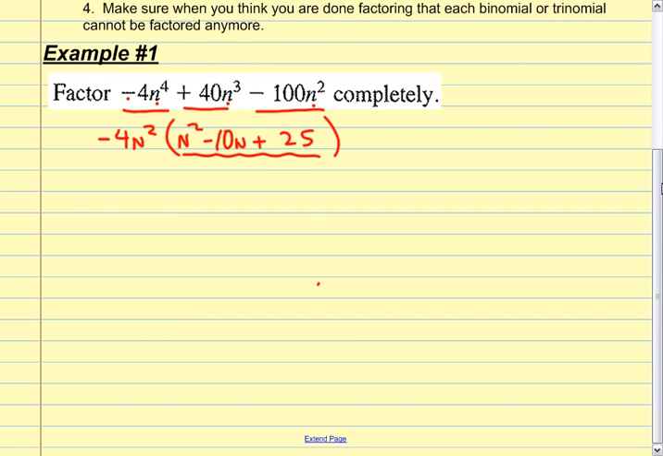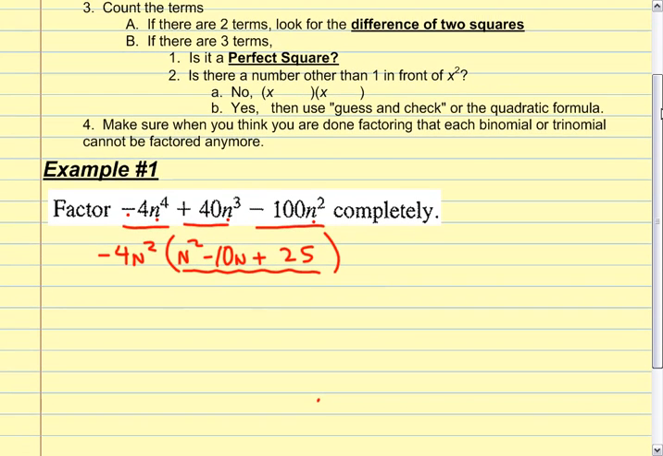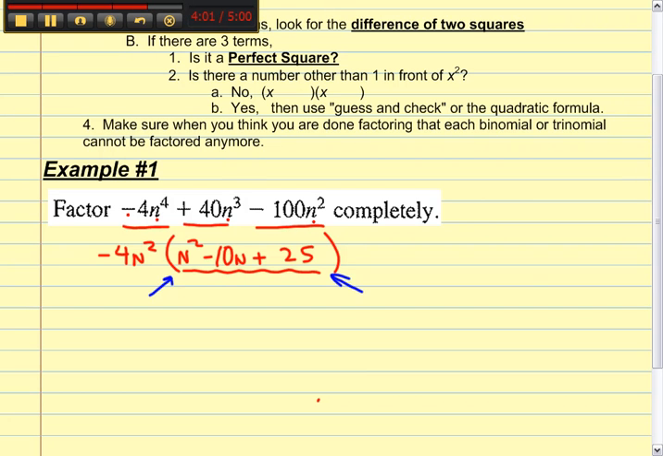The second step says count the terms. If there are 2 terms, well, there's not. There's 3 left in there. If there are 3 terms, is it a perfect square? Well, I don't know. I know that this is, that's n squared. I know that that is, that's 25. Those are both perfect squares.